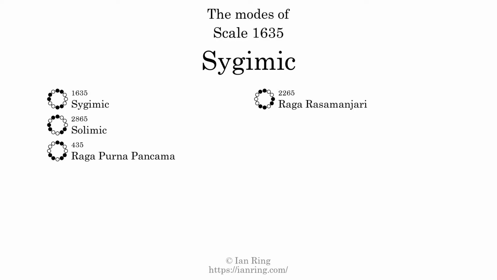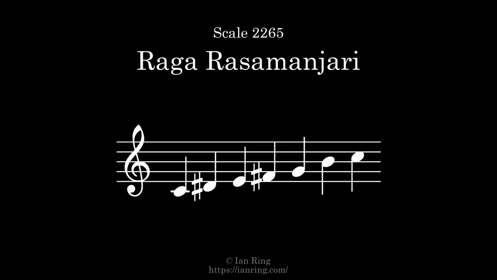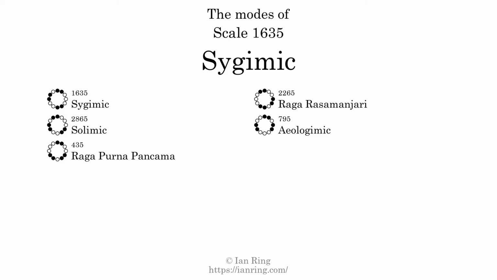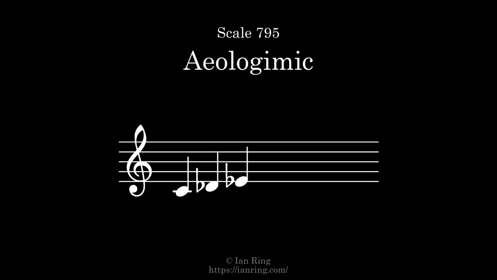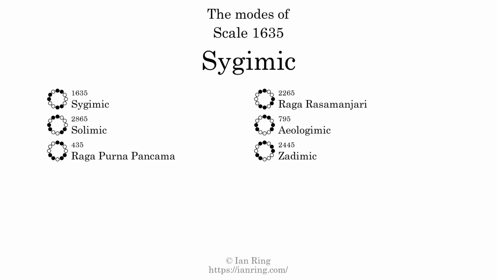The fourth mode is scale 2265, also known as Raga Rasamanjari. It sounds like this. The fifth mode is scale 795, also known as Sygimic. It sounds like this. The sixth and last mode is scale 2445, also known as Sygimic. It sounds like this.